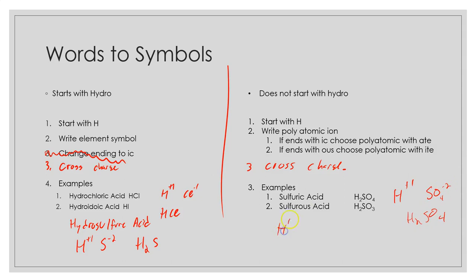Sulfurous acid, we start with that H. Sulfurous, sulfur, it's talking about sulfate or sulfite. It ends in ous, so it's sulfite, so it's SO3 -2. Cross the charges, and you get H2SO3. So that's your answer.